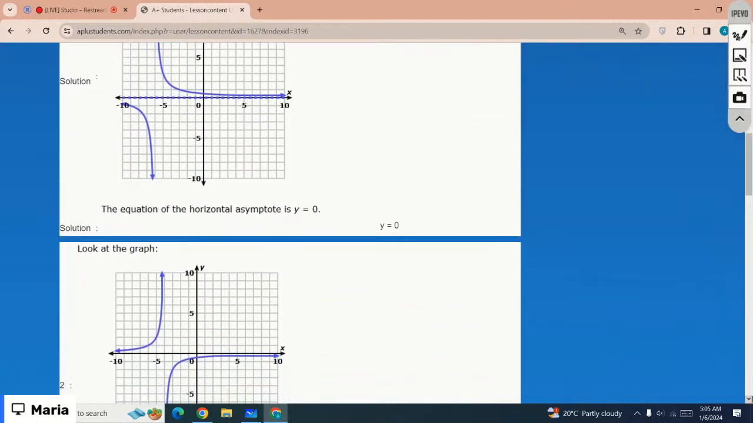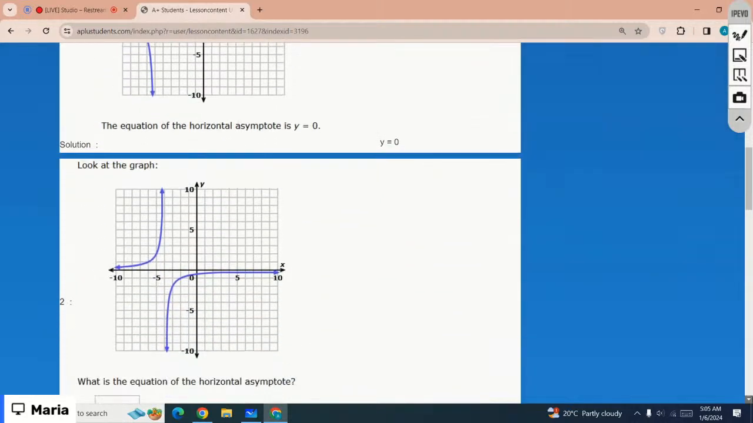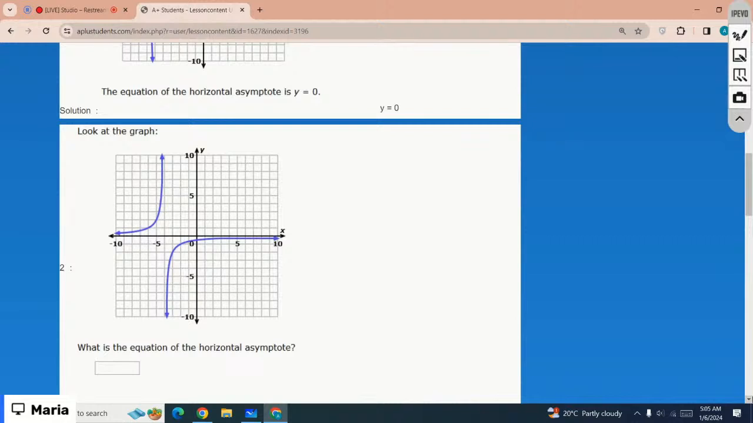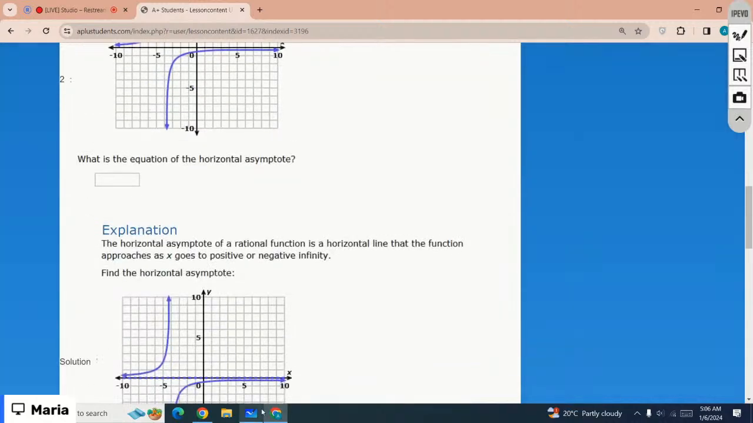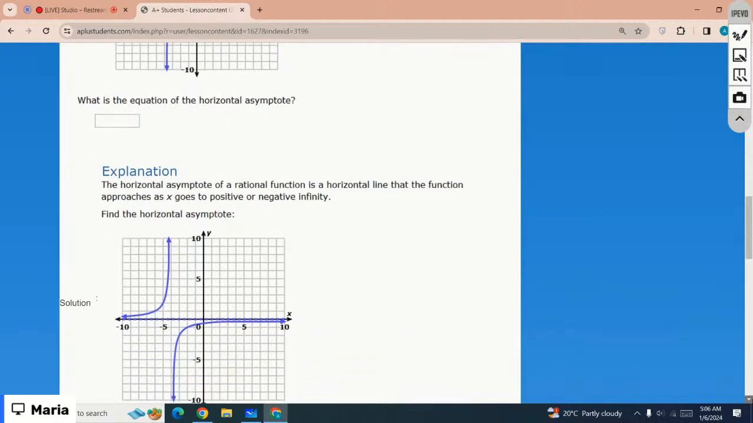The next example: look at the graph. What is the equation of the horizontal asymptote? For this graph, the horizontal asymptote is also y equals 0 because here the line is along the x-axis, and on the x-axis you have y equals 0.